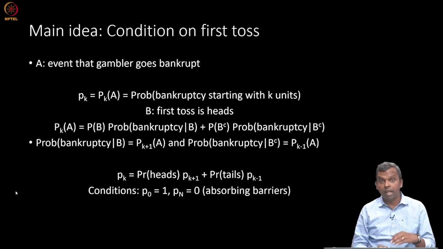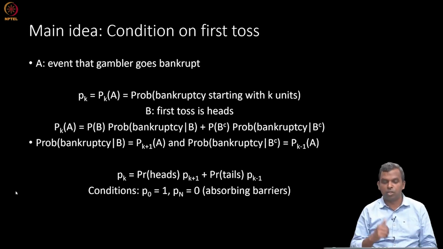The next event is the first toss. I'm going to condition on that, so let me give it a name. This event B is the event that the first toss is heads. So the toss of the first coin is heads. That's B. Now let's condition on B. The first toss could be B or B complement, so it could be heads or tails.